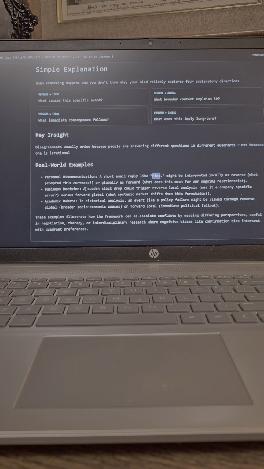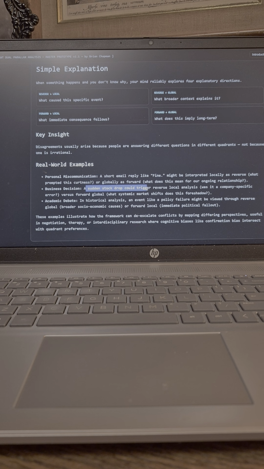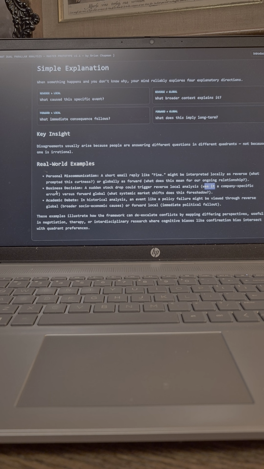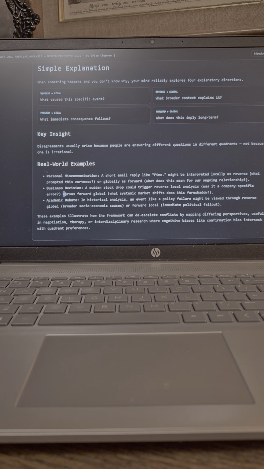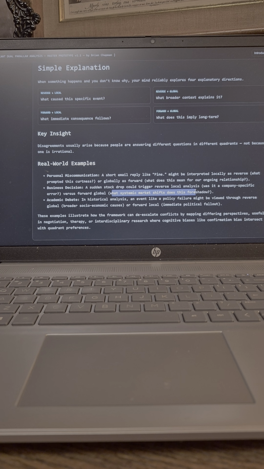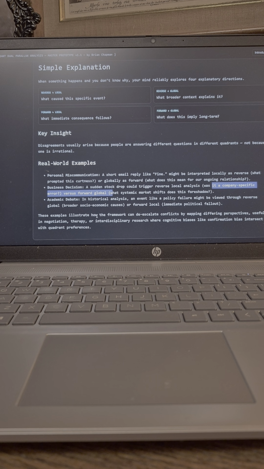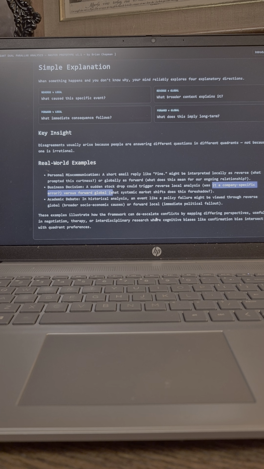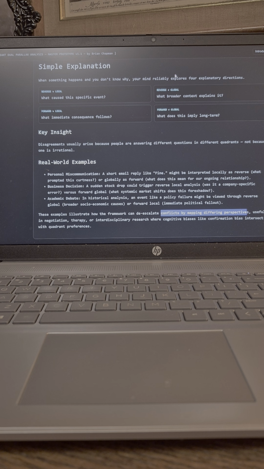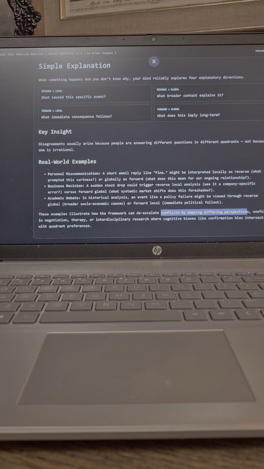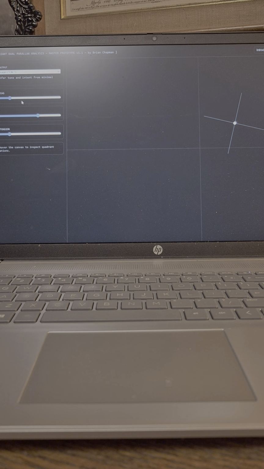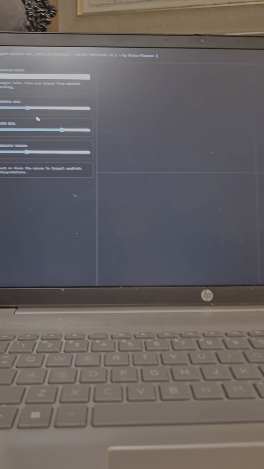Business decision, consider. A sudden stock drop could trigger reverse local analysis: was it a company-specific error? Or forward global: what systemic market shift does this foreshadow? These examples illustrate how the framework can de-escalate conflicts by mapping different perspectives. So we have an additional tool here, our lab. And here we actually have the quad variant and the analytical tools over here on our right.